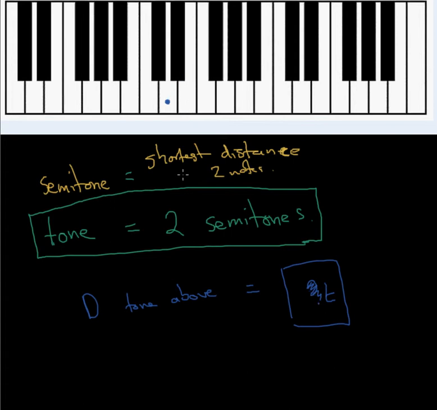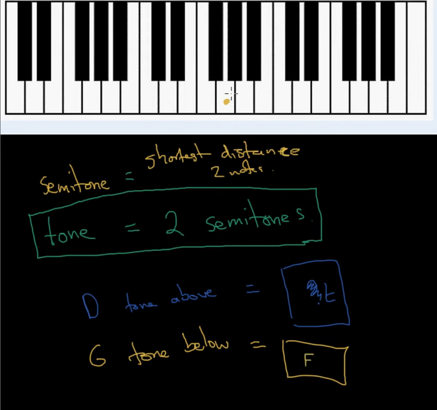I'm going to choose this note here. This note is G. Can you tell me what a tone below is? Pause the video and see if you can work out what a tone below G is. If you said F, you would be exactly correct.